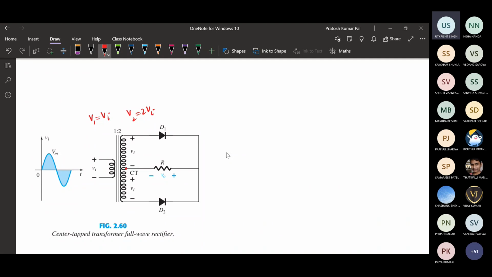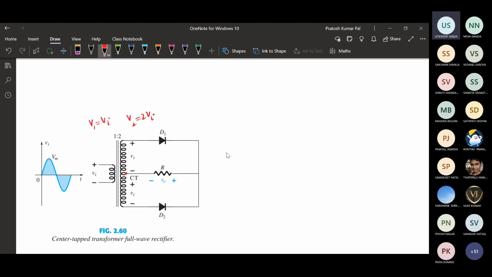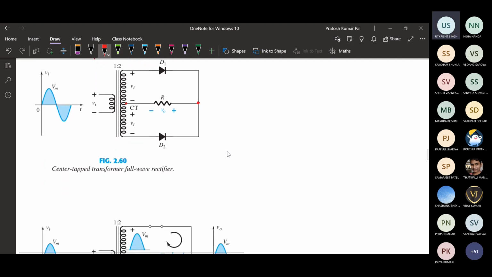In case of this center tap, two diodes we will be using. In half wave we were using one diode. Here two diodes will be used, and both the diodes are connected such that from there we will be getting the output. The positive terminal of the output will be connected to these diodes, and the negative terminal will connect to the center tap of the transformer. Now this analysis we will be doing in case of ideal and practical cases.